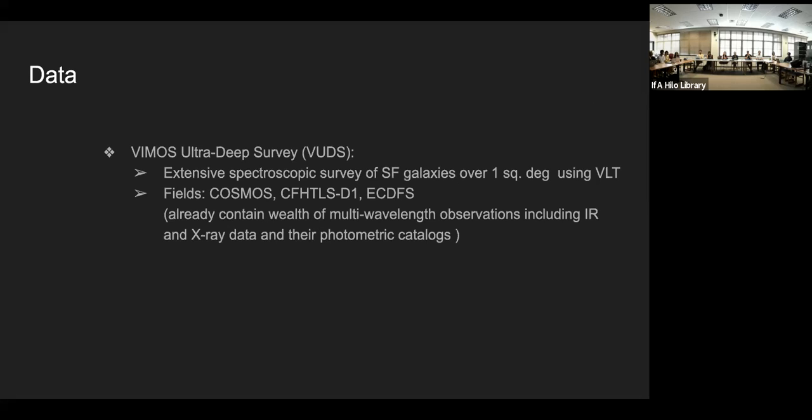As I said, the main survey is WOODS, but as we will see, we can also expand it to include other surveys and then propose our own observations. The main fields that this survey targets are COSMOS, CFHT LS D1, and ECDFS. These are very well-studied extragalactic fields, so they already have a lot of photometric and spectroscopic observations that we can leverage for our studies.